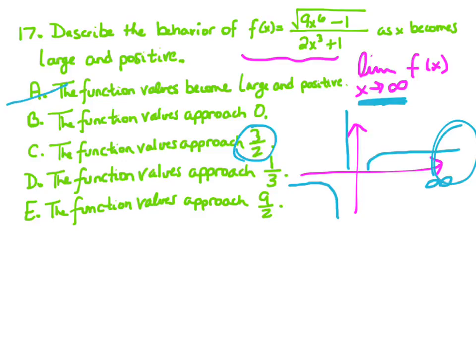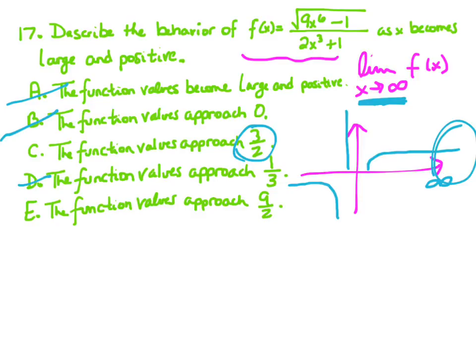Do the function values approach 0? No. Obviously, it's positive. I'm going to skip answer C because that's the one we think it is. Answer D, do the function values approach 1/3? Well, no. If you look on your calculator screen, you can clearly tell that the horizontal asymptote is something greater than 1. So 1/3, that can't be the answer.